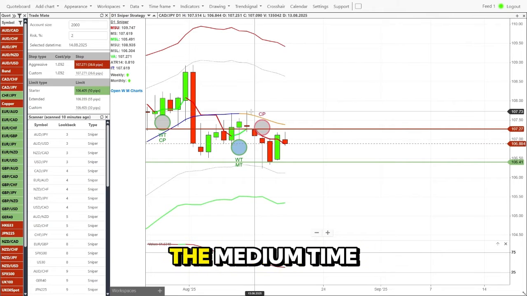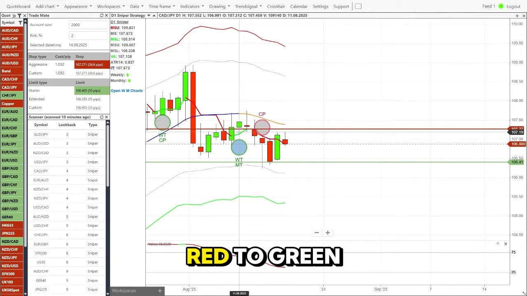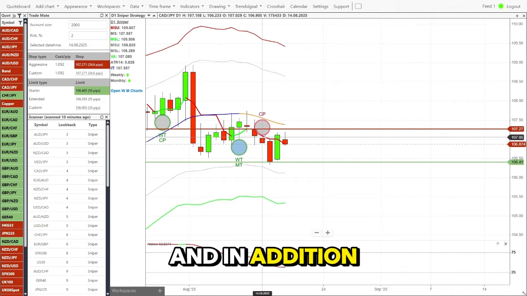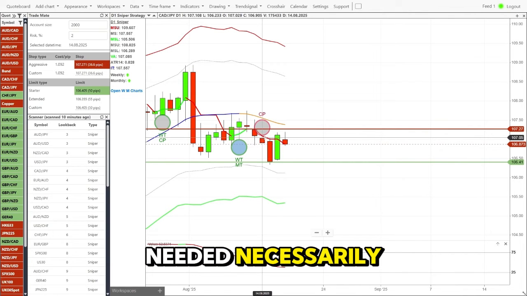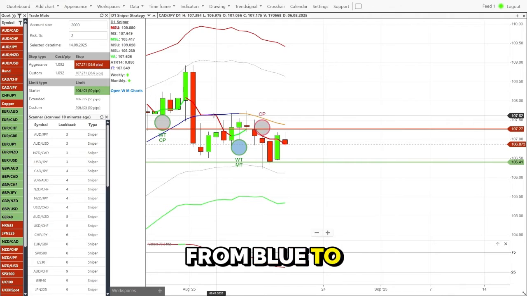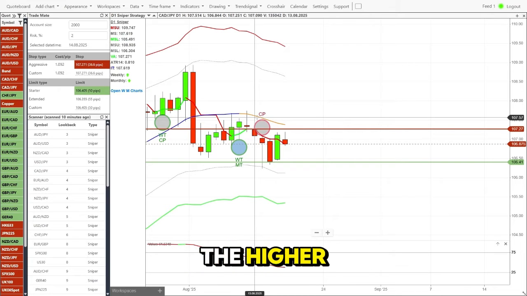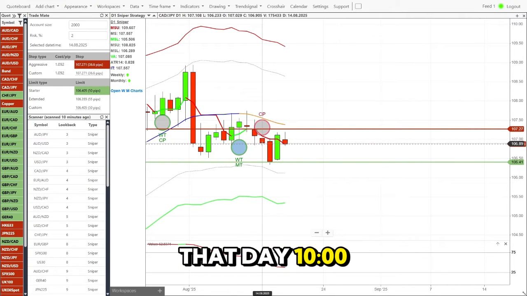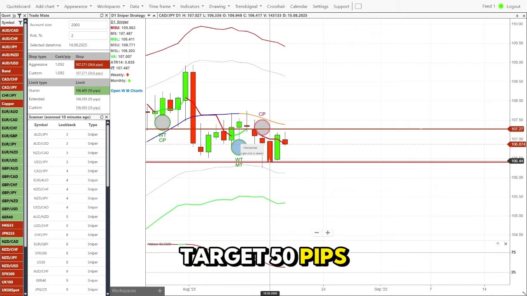We then have a look at the medium time frame. Here we go, red to green, back over to red, again moving to the sell side. And in addition, while it's not necessarily needed, we can see that we go from blue to orange, telling us that the higher time frame is also supporting us. So we have all the streams lined up in our favor. We enter the trade, we close at the end of that day, 10 o'clock. The next day, we hit our target 50 pips away.